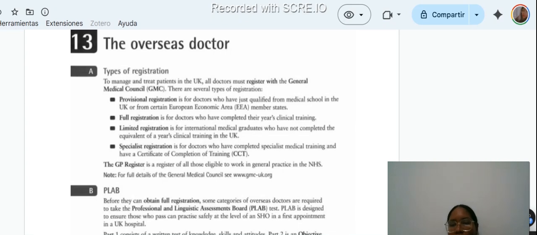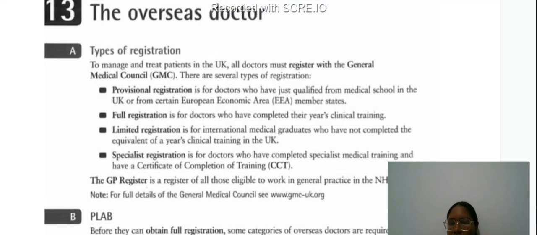A. Type of registration. To manage and treat patients in the UK, all doctors must register with the General Medical Council (GMC). There are several types of registration. Provisional registration is for doctors who have just qualified from medical school in the UK or from certain European Economic Area member states. Full registration is for doctors who have completed their year's clinical training.